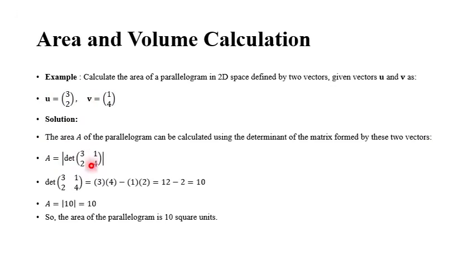So when you look for the determinant of the matrix formed by these 2 vectors, you get the area. Since it forms a 2 by 2 matrix, what you do is to say 3 times 4 minus 2 times 1, and that gives you 10. Basically, the modulus of that value gives you the area of the parallelogram. So the area is 10 square units.